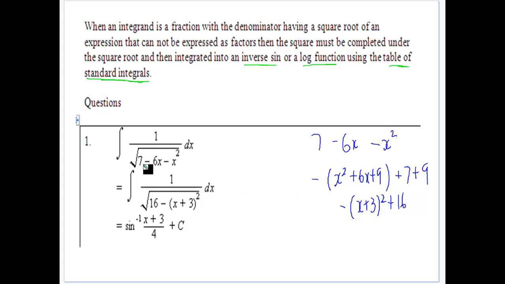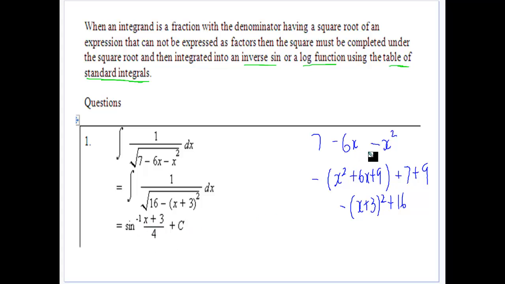So the idea here, again, is that we can't get it back to something where we can take the square root of it and it clears out. So we've got to be able to manipulate our function here. We've got the 7 minus 6x minus x squared. Again, we want to get back to that idea of a perfect square, because once we've got that under the square root, we can get an inverse sine function.